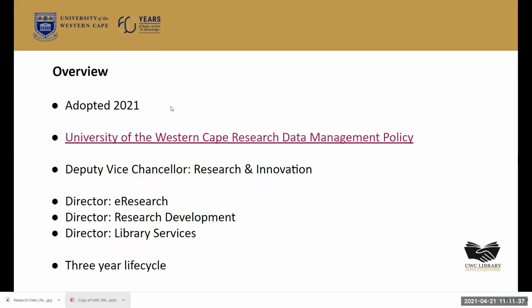So a brief overview: the policy was formally adopted in 2021, April, if I remember correctly, or March. Its full name is University of the Western Cape Research Data Management Policy. It is led at executive level by the Vice Chancellor for Research and Innovation. The policy drivers are the eResearch Office, the Research Development Office, and the Library. What's important to remember is that the policy has a 3-year life cycle, so it will be reviewed and adjusted in 3 years' time in case it needs to be updated in any way.